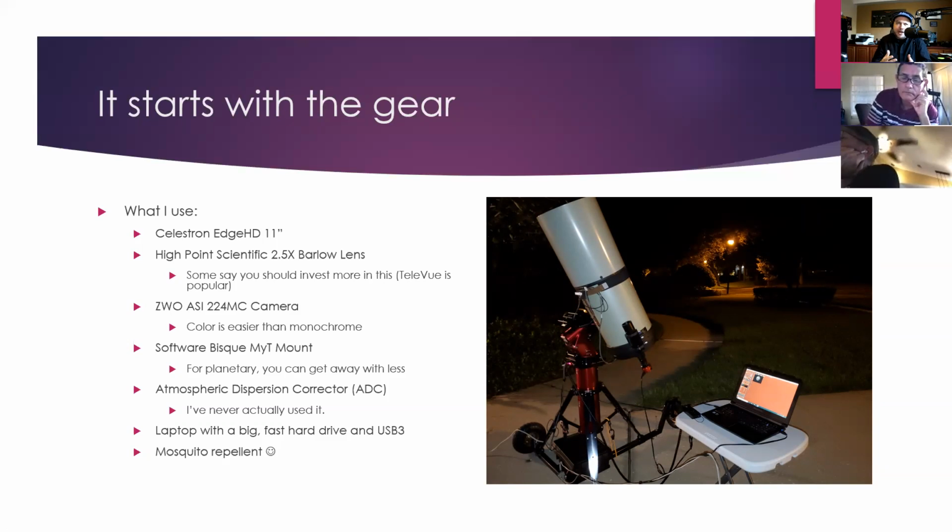For times like now where things are near opposition, especially if it's Jupiter or something like that, you could probably get away with 3x, but 2.5x seems to be a pretty happy medium for me. I'm just using a cheapo house brand from High Point Scientific, and it works well enough. There are some people who say you should spend more money on it. TeleVue is kind of the name brand there that is the most revered, so if you've got the budget for it, go for it.